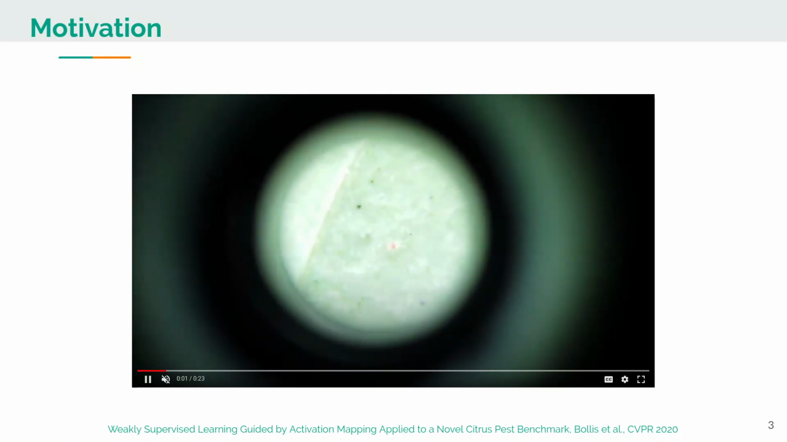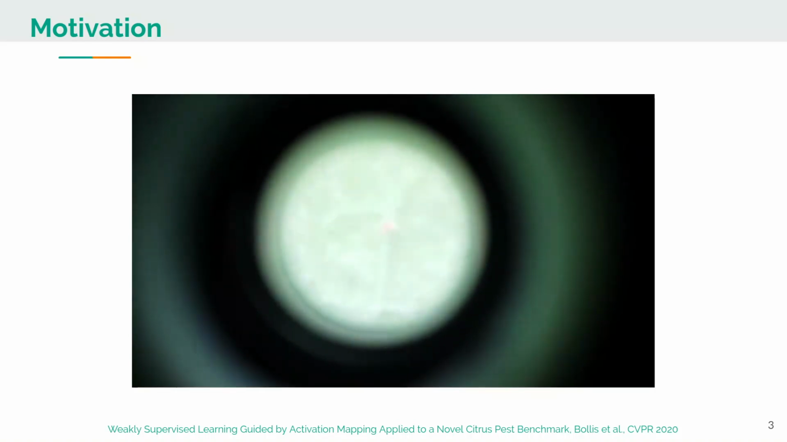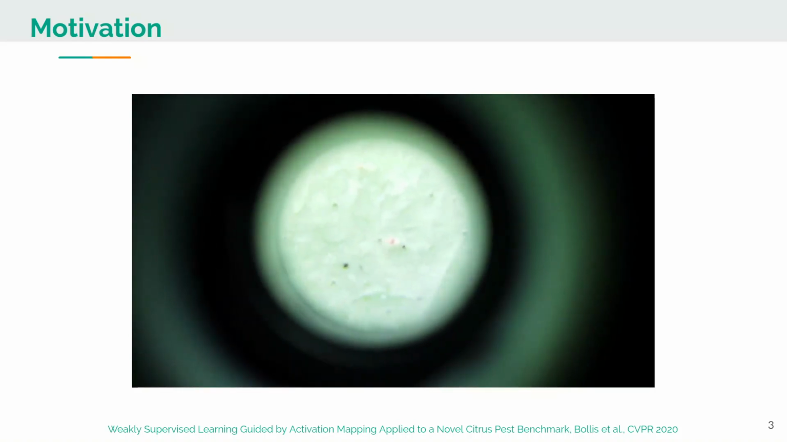As an example, this video shows how difficult it is to track mites with magnifying glasses. It's a red spider mite running on citrus leaves. As we can see, the detection of mites is a very challenging task.